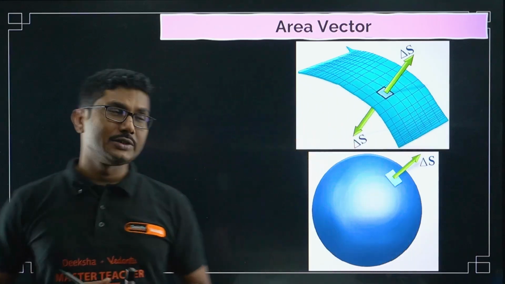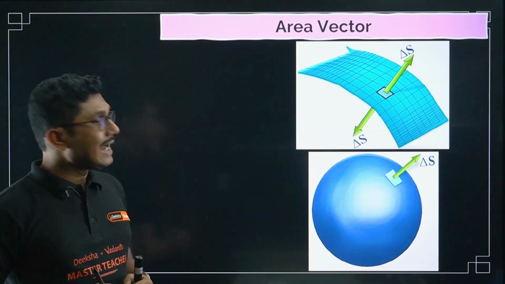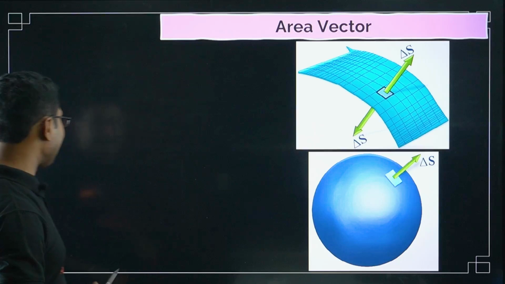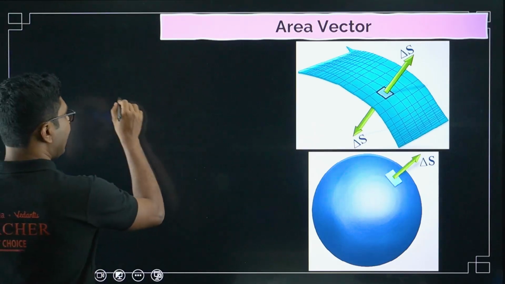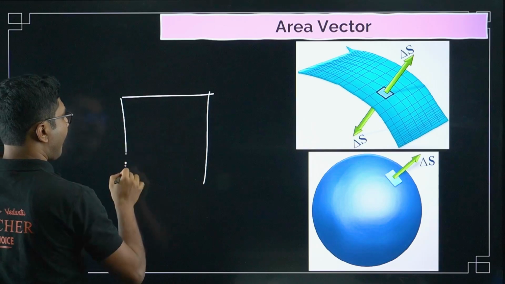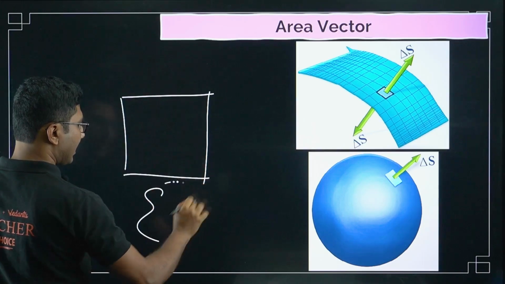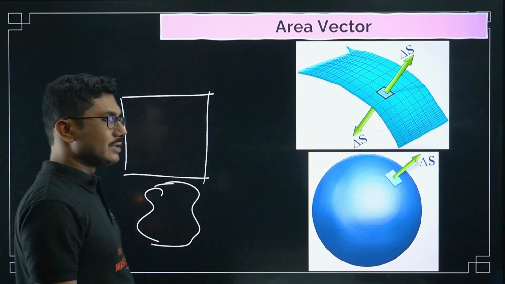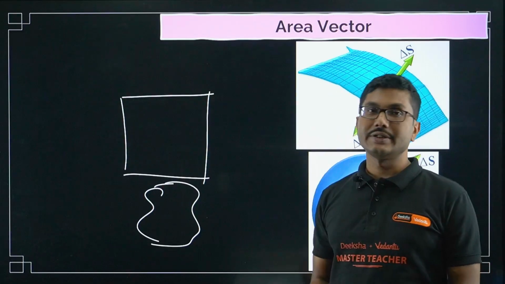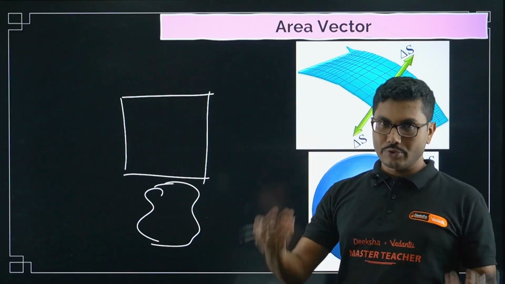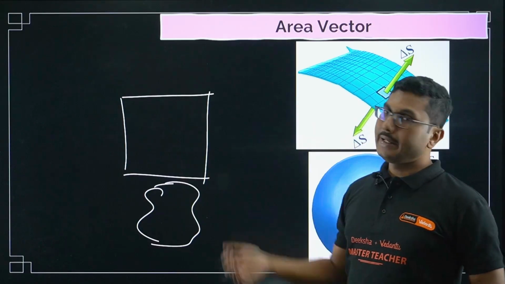Now onwards you also have to know area vector. What is the area vector? We know that any area, this one or a random shape area, is always a vector quantity. Area of a surface is a vector quantity. If you don't know, you should know right now.